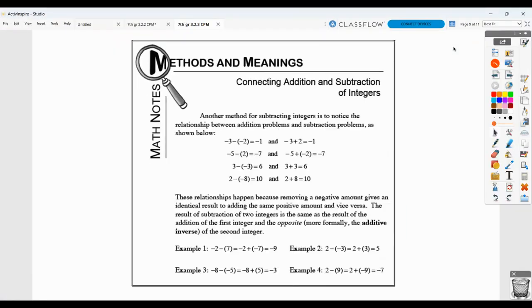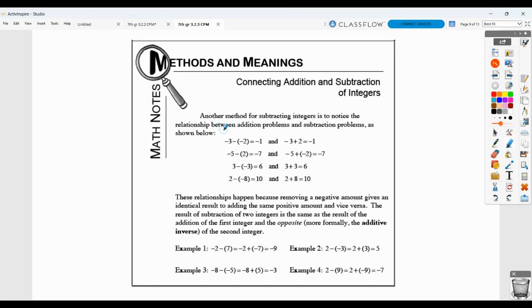This video is to allow you to correct your homework for section 3.2.3. So the first thing they want you to notice in the math notes is that there is a connection between addition and subtraction of integers. So again, this is where our keep, change came from.